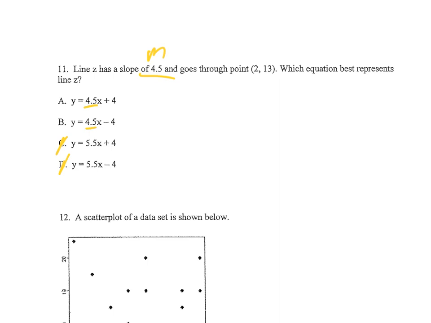What I want you guys to remember is that these are x, y pairs right here. So here's what I'm going to do. I'm going to take my x, I'm going to take this one right here, and I'm going to plug it in right there and see if I get 13 back out as my answer. So I'm going to do 4.5 times 2. 4.5 times 2 is 9, and then 9 plus 4 is 13.